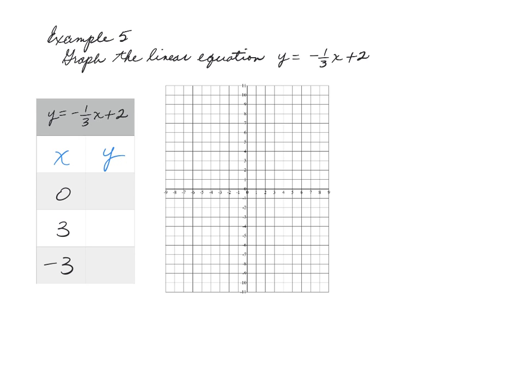So if x is 0, then what is y? Y equals 1/3 times 0 plus 2. So y equals 2. When x is 0, y is 2.